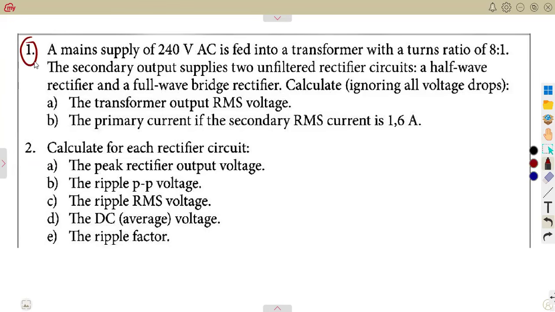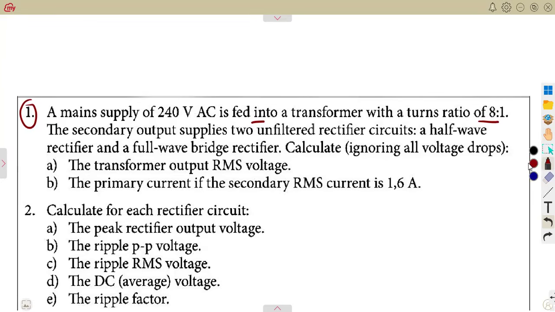So number one, we are given that a mains supply of 240 volts AC is fed into a transformer with a turns ratio of 8:1. So remember, from your transformer, we understand that 8:1 is the transformer ratio that you'll be given. This ratio, from the number of turns of the primary to the secondary, is equal to the voltage of the primary to the secondary, which, when it is to the current, is the secondary over the primary.